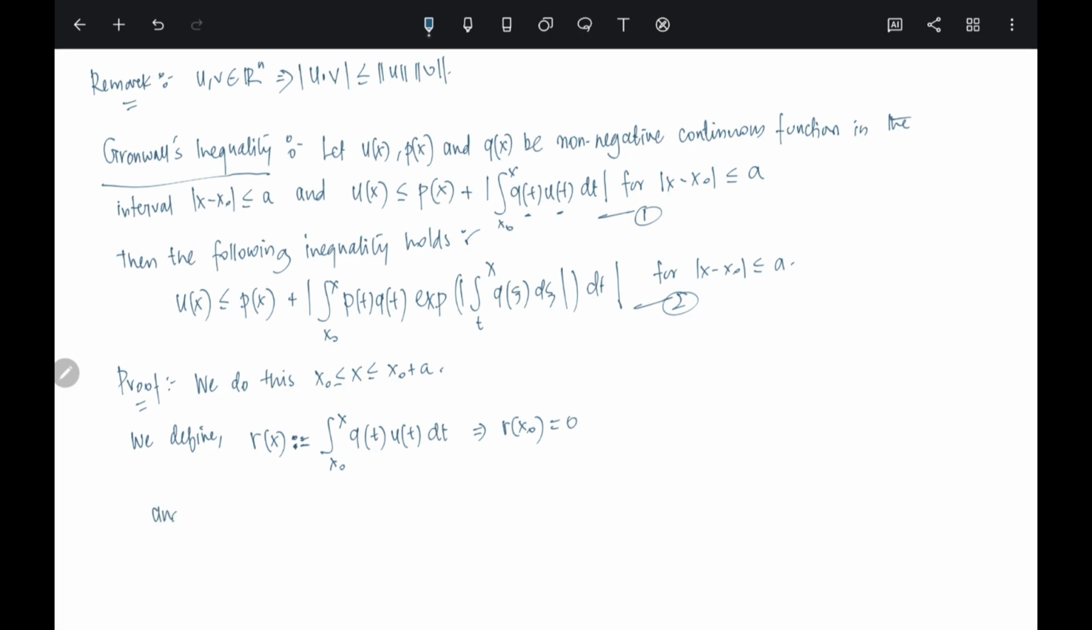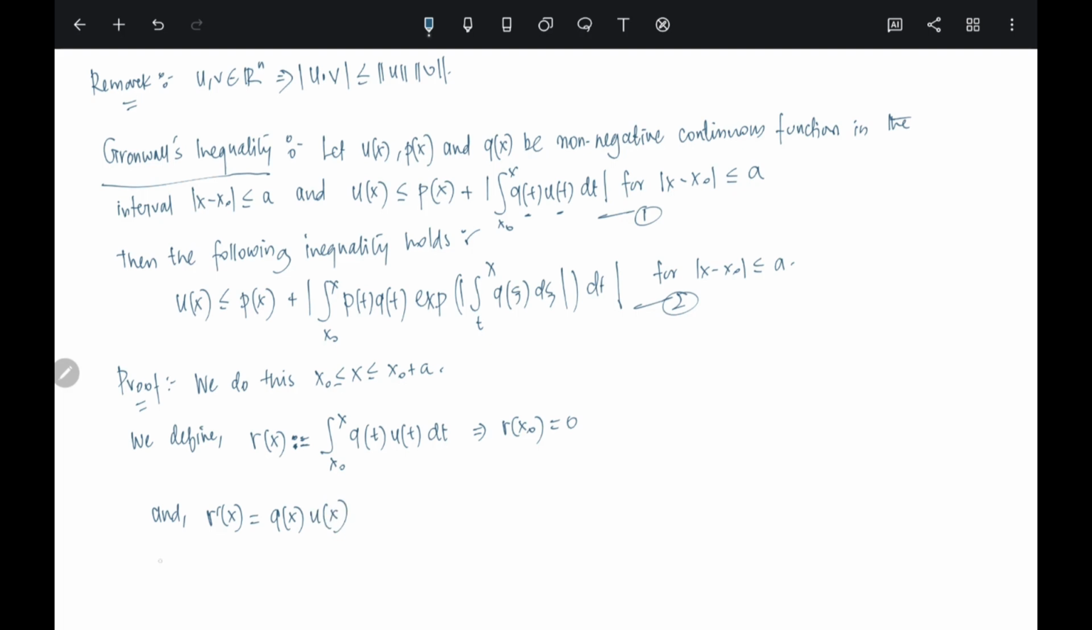And of course we also have that q and u are continuous functions. So the fundamental theorem of calculus says that if you define a new function out of the integral, then it is also differentiable. So we can talk about r prime of x, and that, by the fundamental theorem of calculus, is given by q(x) times u(x).